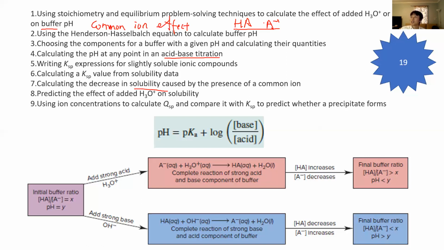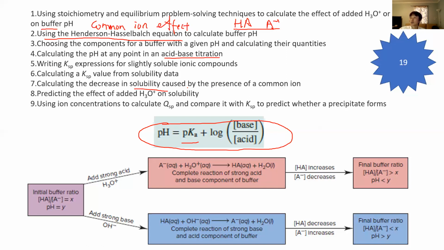When you have a buffer system and you want to calculate the pH, you can always use this equation, which is pH equal to the pKa of this acid plus the log of the ratio of the base divided by the acid. Again, you can only use this equation when you have this conjugate pair of acid and base.